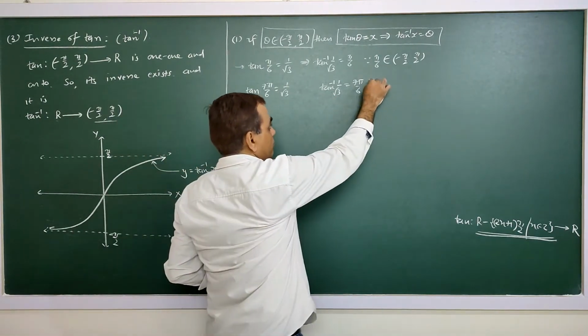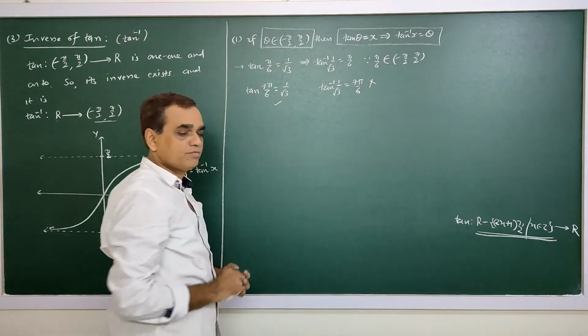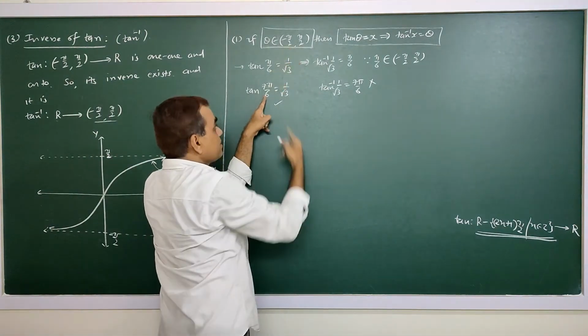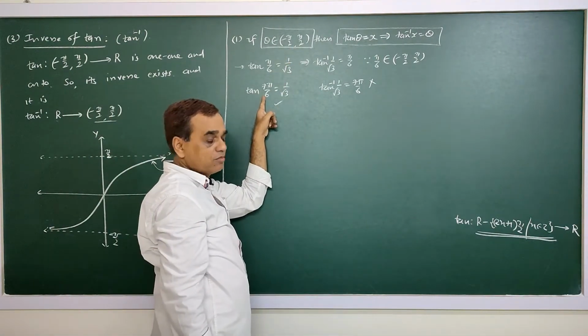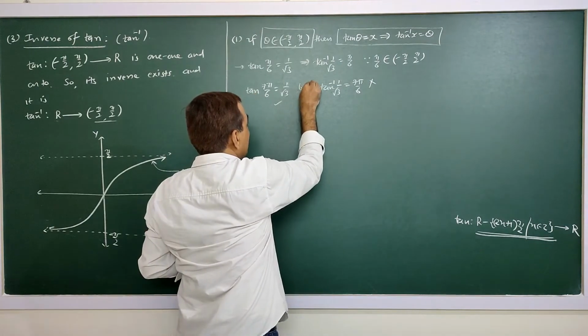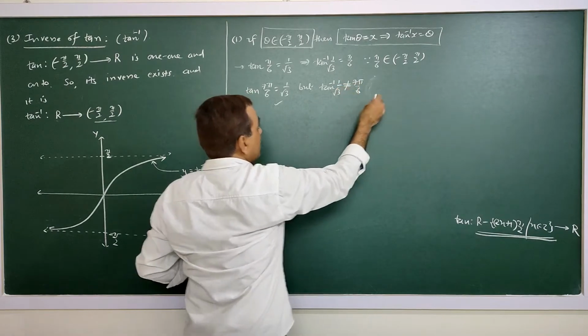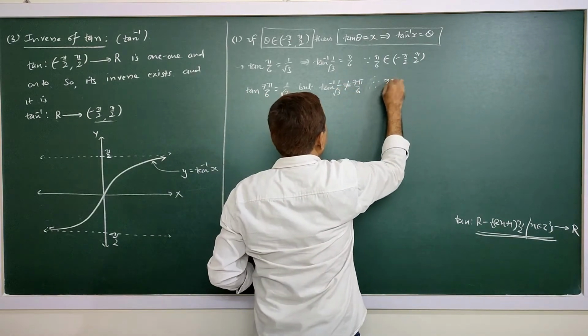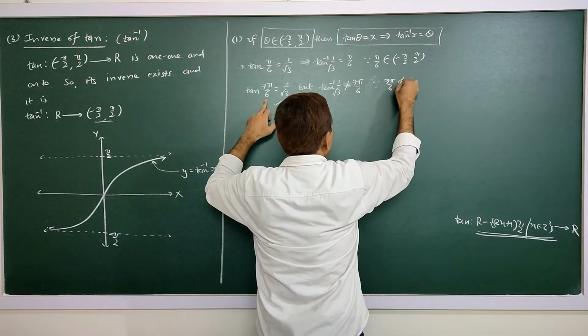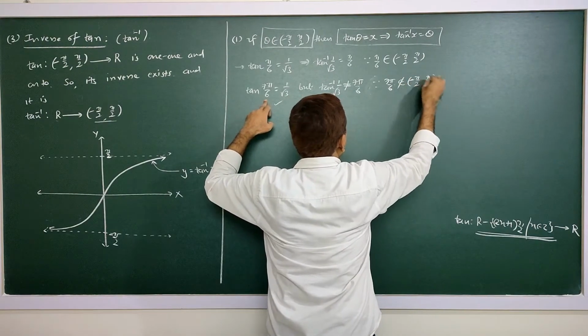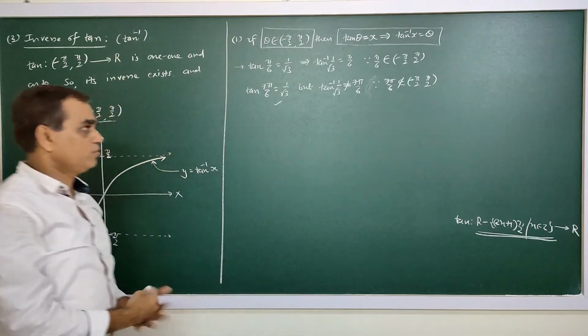It is not true. This is true because this number does not belong to minus pi by 2 to pi by 2. So this is true, but this is not true. So these are not equal because 7 pi by 6 does not belong to open interval minus pi by 2 to pi by 2.